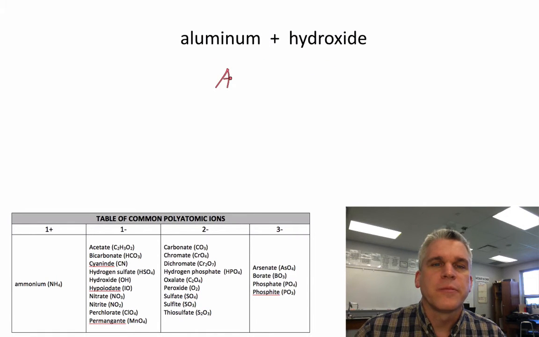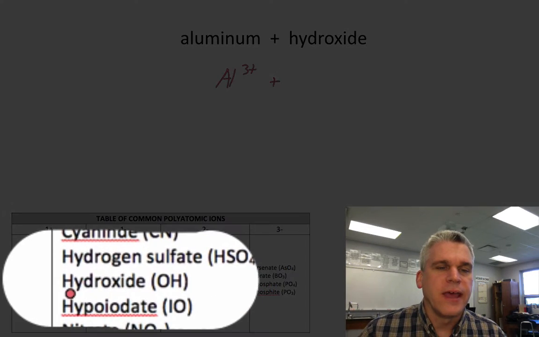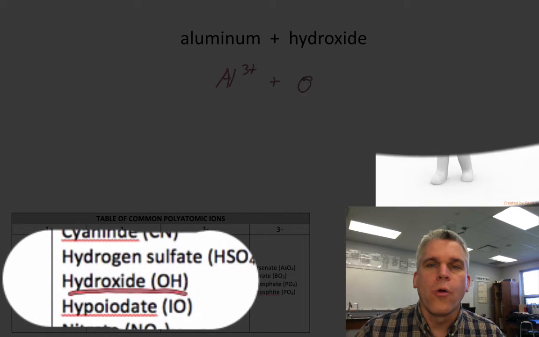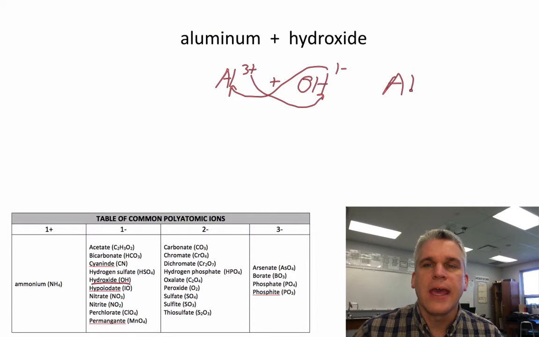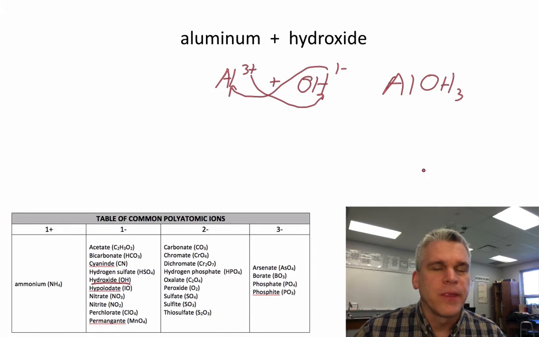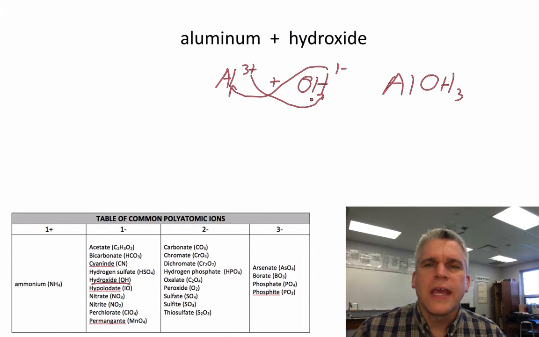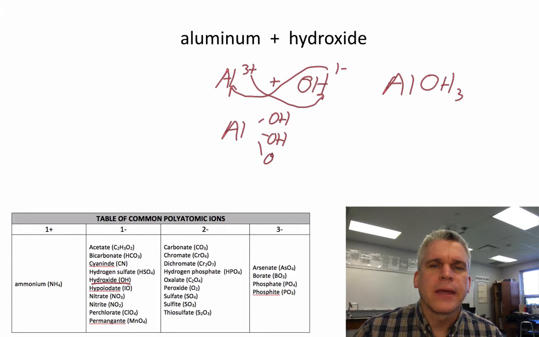Let's take a look at this next one. Aluminum, based on the periodic table, we know its oxidation number is 3 plus. Hydroxide, we find that, and we see that it's just OH, and it has an oxidation number of 1 negative. So the 1 goes with the aluminum, and the 3 goes with the hydroxide. And so we would write this as Al. Now you might think we would put this OH3, but that would be incorrect because we actually have 1 aluminum and we have 3 OH polyatomic ions.